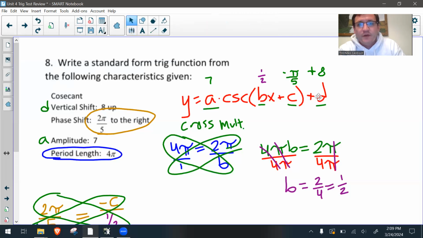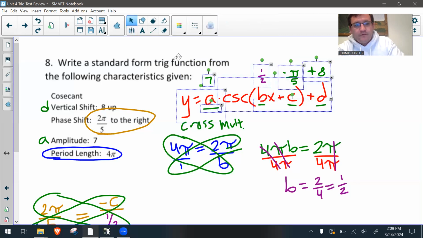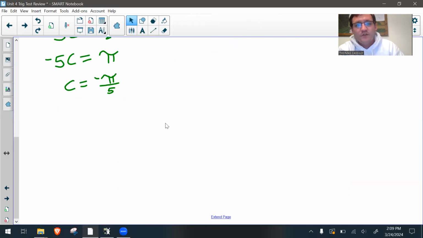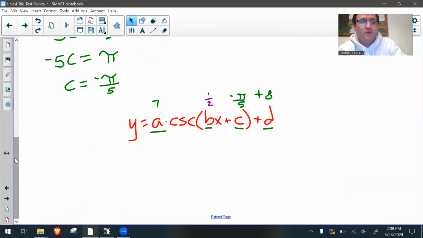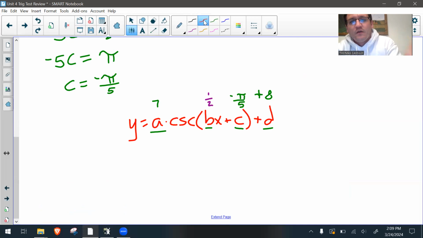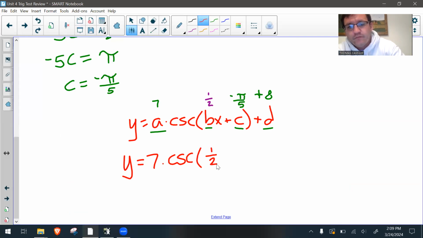So here's what I'm doing. I'm just going to copy and paste all of this stuff down here and write this equation as it should look. So we're going to have y equals 7 times the cosecant, CSC. They tell us right in the beginning that it was a cosecant function. And then we know our b value is 1/2, x, the c value is negative pi over 5, and then the d value is positive 8, right? And that is our final answer here.